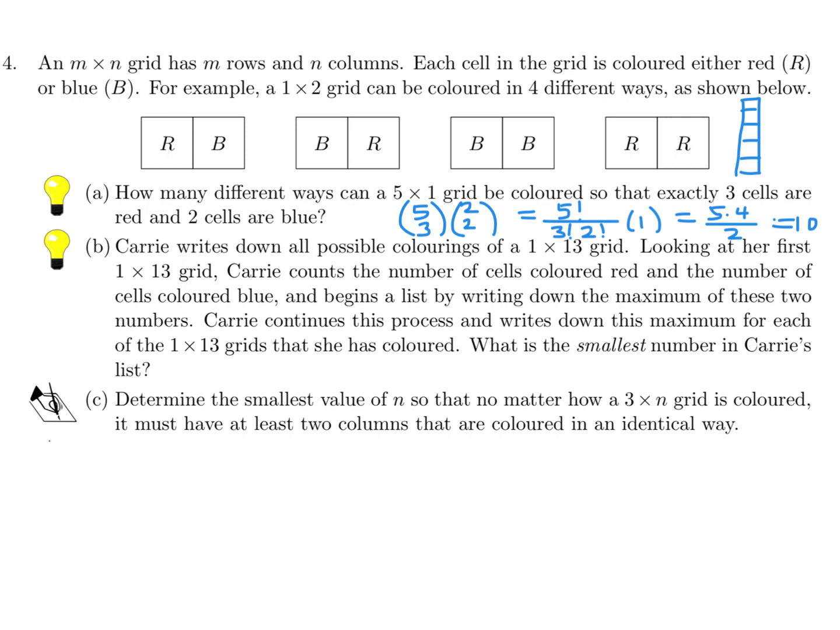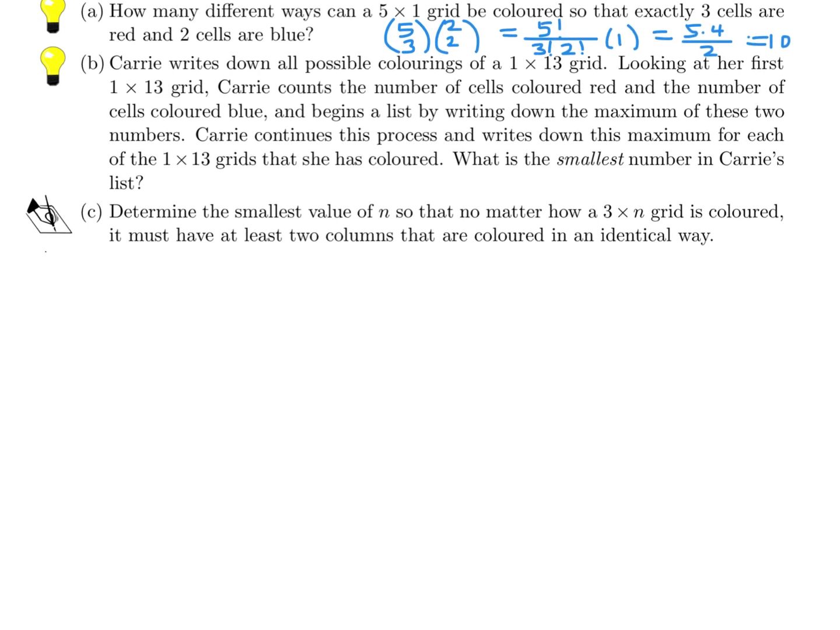Carrie writes down all possible colorings of a 1 by 13 grid. Looking at her first 1 by 13 grid, Carrie counts the number of cells colored red and the number of cells colored blue, and begins a list by writing down the maximum of these two numbers. Maximum. Okay, Carrie continues this process and writes down this maximum for each of the 1 by 13 grids that she has colored. What is the smallest number in Carrie's list? All right. So we've got this 1 by 13.